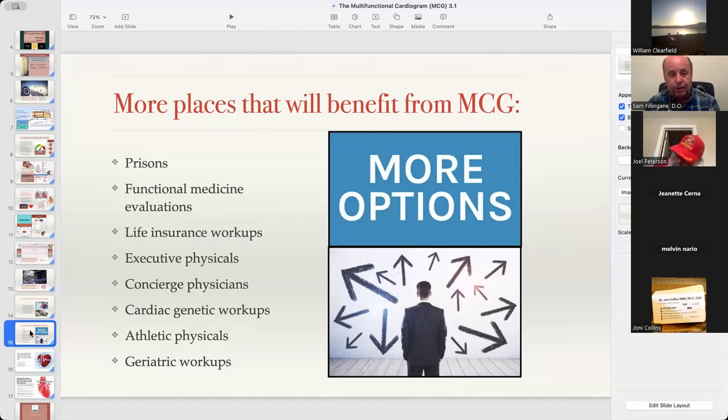not from occlusive disease. 33% of heart attacks is from a 95% clogged artery that goes to 100 with growth or vasoconstriction. Life insurance workups are obviously going to benefit from this information. Executive physicals. Imagine the executive that wouldn't want to know this information. If I was a concierge physician, I can't imagine not using this because it sets you apart and you've got so much time to spend with your patients. It's going to be an amazing help in that setting.